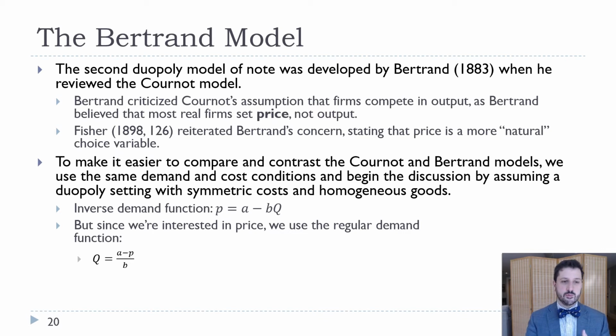So we still have a duopoly. We've got two firms. We're going to have symmetric costs, homogeneous goods. Our inverse demand function is P equals A minus BQ, but since we're interested in price, we use the regular demand function. So we solve for Q, or Q equals (A minus P) over B.